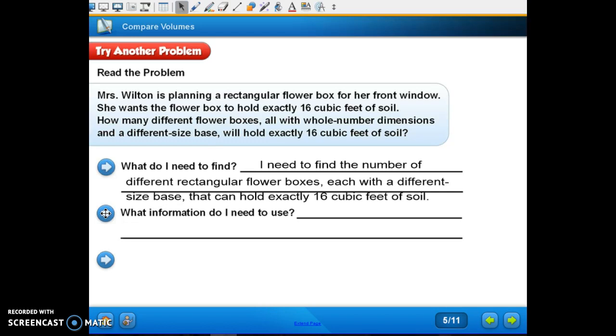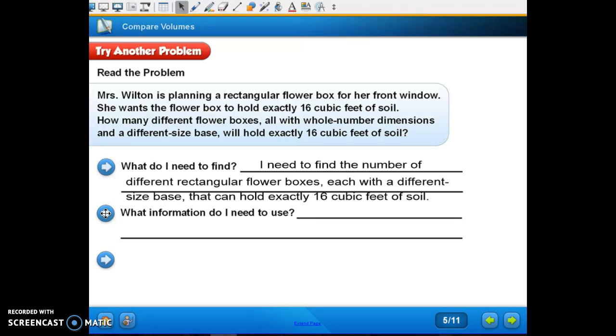So if we go on to our second box, what information do I need to use? What do we know? We know that she wants a flower box that will hold 16 cubic feet of soil. So we know the volume, right? What we're trying to figure out is how tall does she want it, how long does she want it, and how wide or how deep does she want it. We know that it's going to be a rectangular prism shape.